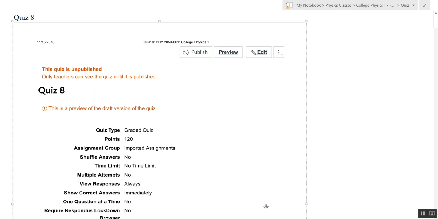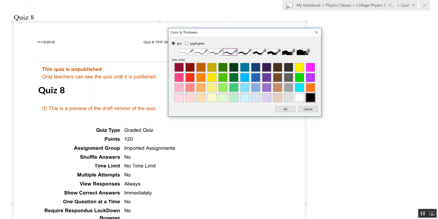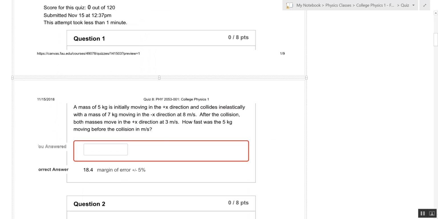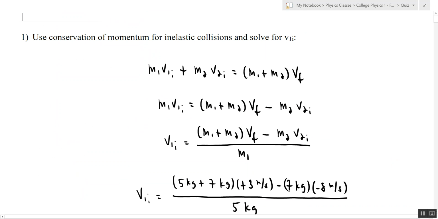So this is the solution for quiz 8, which is, of course, the last quiz of the semester. So let me go over how you do these problems. And, of course, my numbers are on the first page of the printout. Okay, so the first few questions were related to momentum.